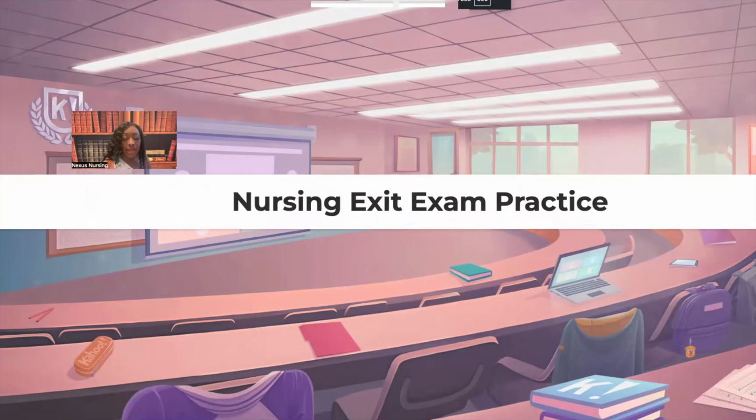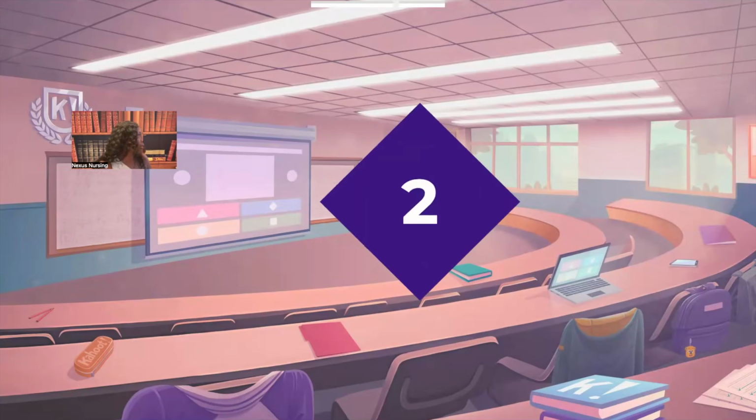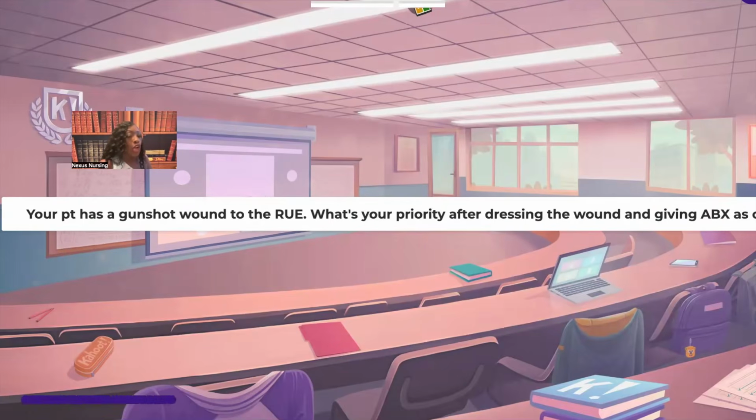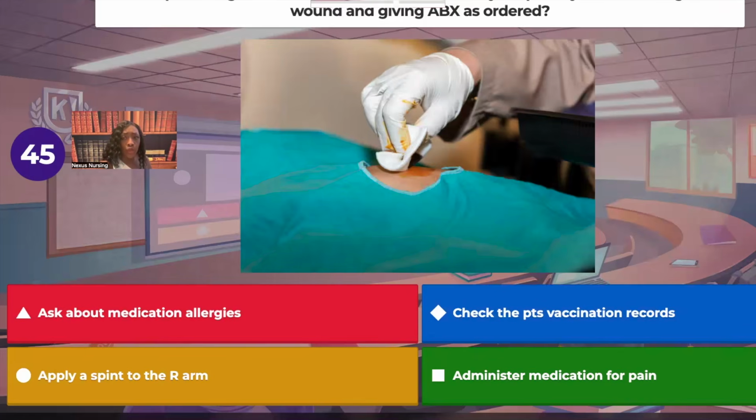Nursing exit exam practice. There's about 10 or 11 slides, guys. First question. Your patient has a shotgun wound to the right upper extremity. What's your priority after dressing the wound and giving antibiotics as ordered? Here are your options. Ask about medication allergies. Check the patient's vaccination records. Apply a splint to the right arm or administer medication for pain.